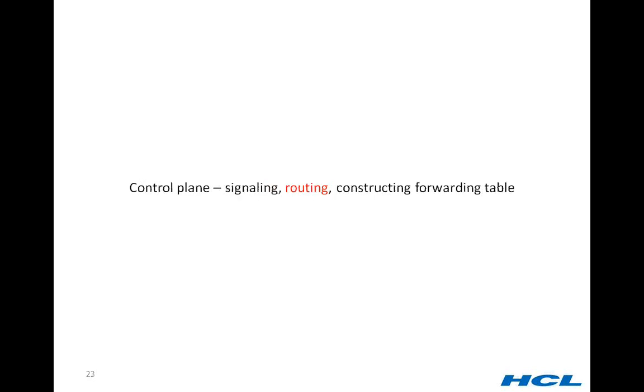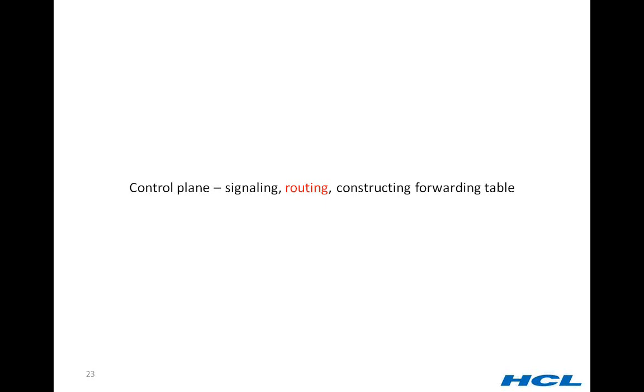Control plane. This is responsible for signaling, routing, and constructing the forwarding table. Signaling, as I explained before, is more of setting up the sessions or exchanging some control information. This is where the status will be exchanged between participating protocols, and ensure that it is all set for communication.